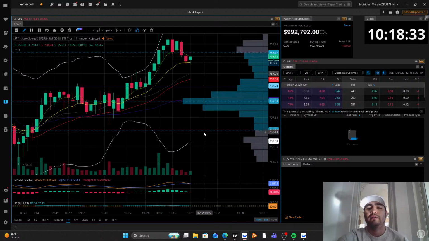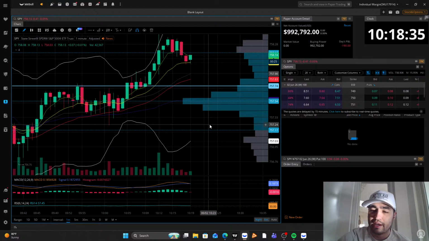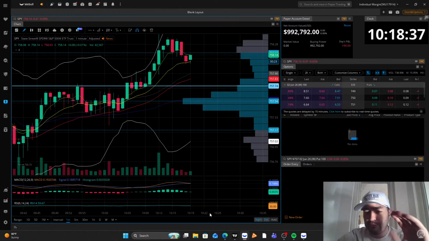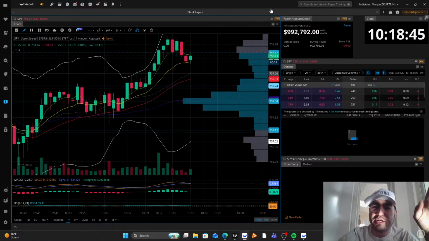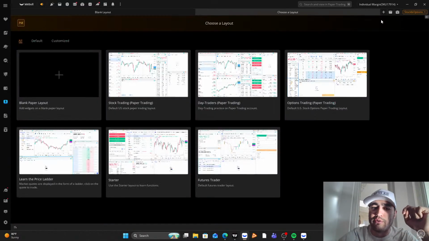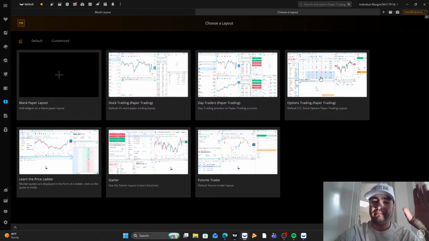Yeah, so I do my live trading. I use my real money in Robinhood, and I use Webull for paper trading. I like Webull and the platform that they have. You can go over here to paper trading. You can make a customized layout right here. You can click on the top right hand corner, new layout, and you can start with a blank one. You can have one already preset for you. You can do this one, and then you can customize it however you want.